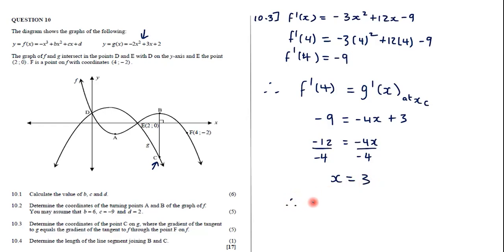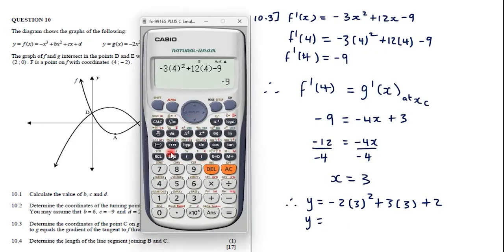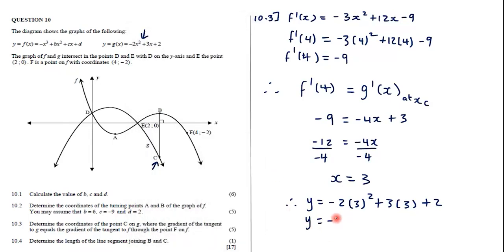And then after getting that, of course, you go back into the original equation for g, and you just substitute your value like that. Let's see what we get when we do that. So y becomes minus 2 into 3 squared plus 3 into 3 plus 2, and then our value becomes minus 7. Therefore the point for c is 3, minus 7, right?